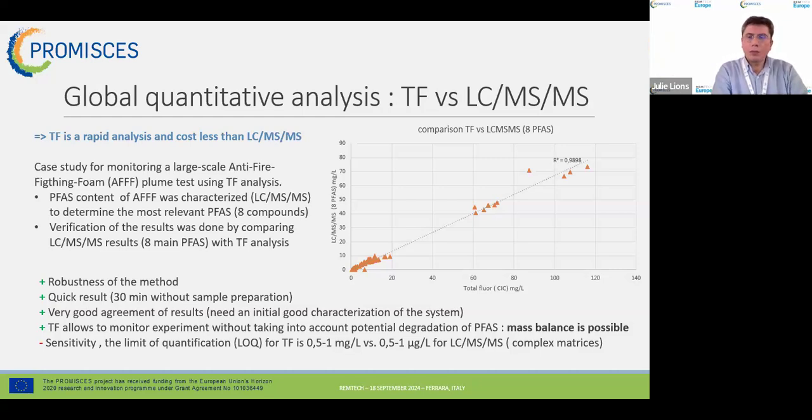What is the limitation of this approach? It is that we have a much higher limit of quantification for the total fluoride. As you can see, 0.5 to 1 milligram per liter, while with the targeted analysis, we can go lower. This is the LOQ for complex matrices.